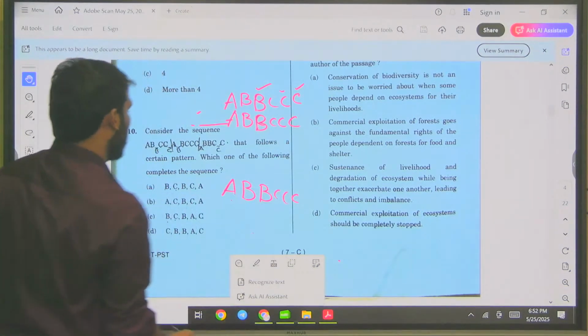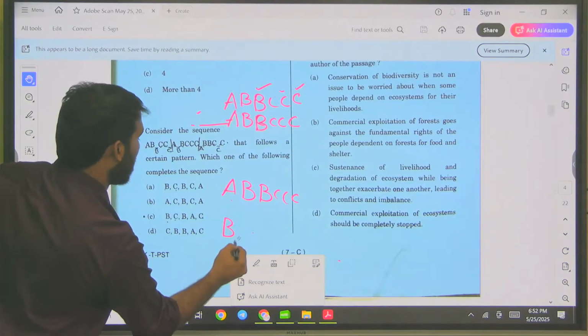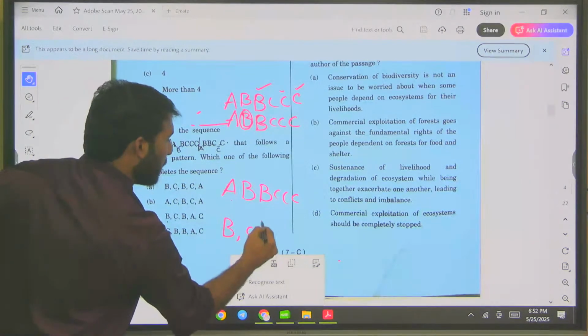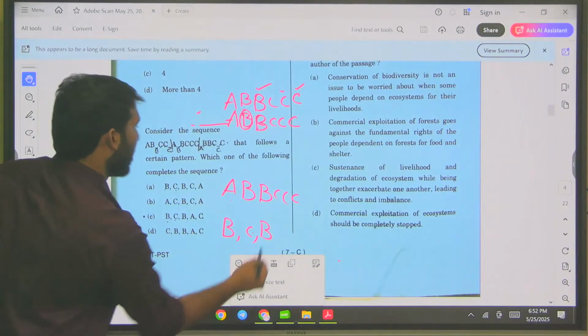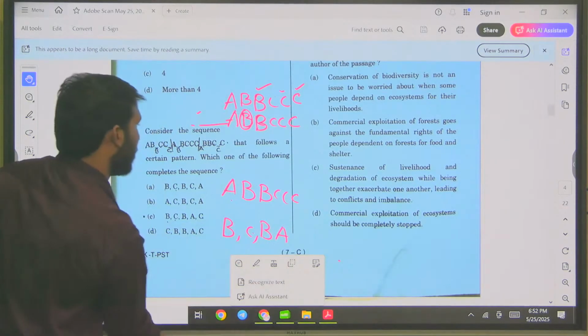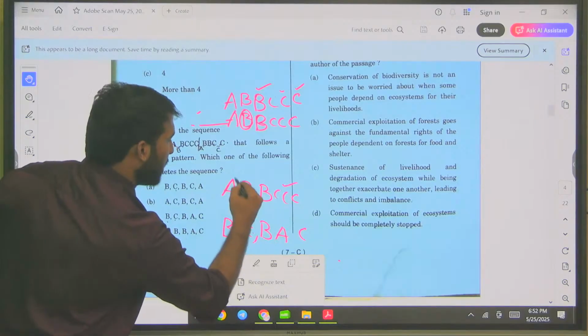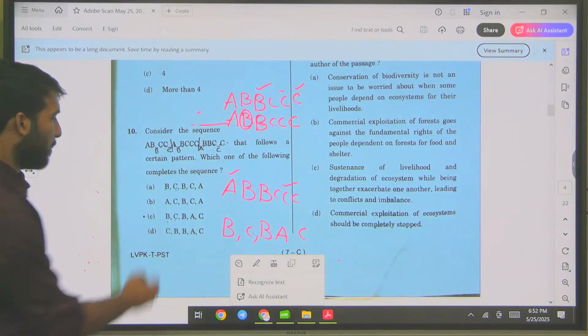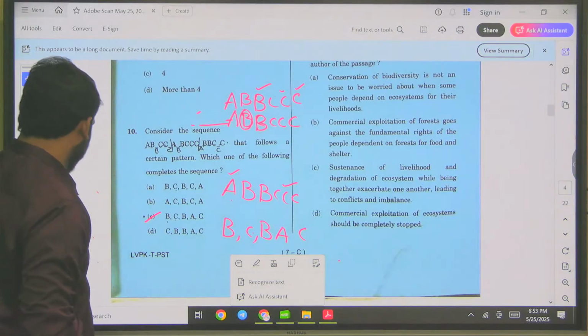So the answer will be B, comma, C, comma, and here B is missing. B, next A, and last C. This is missing and this is missing. Total 5 letters. B, A, B, C, B, A, C. Option C is your answer.